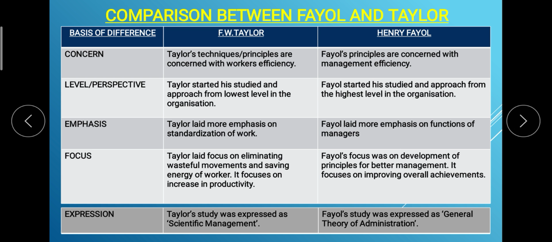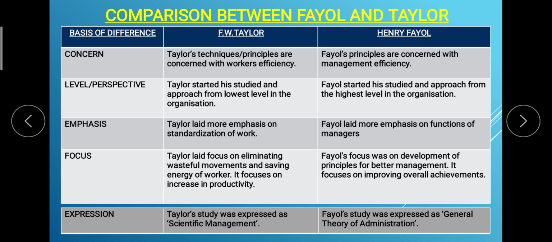First comparison, first basis is concern. Taylor's techniques or principles are concerned with workers' efficiency, that means shop level, and Fayol's principles are concerned with management efficiency, that means top level. This I have told you in the very beginning only, that Taylor was more concerned with the workers' factory level pay, and Fayol was concerned with the managerial level.